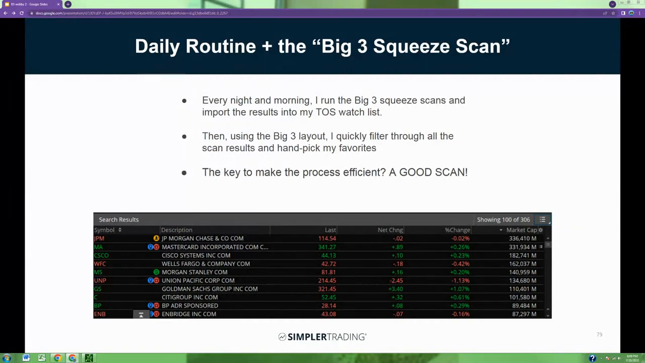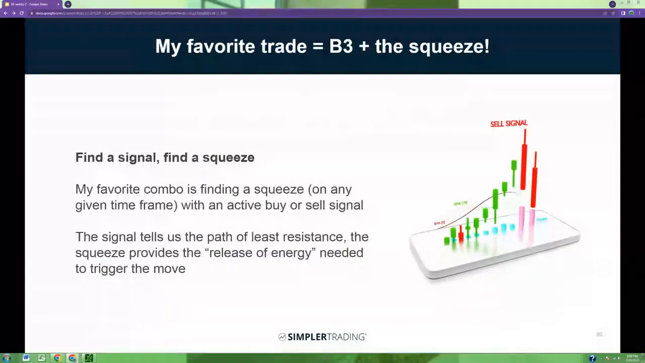But the key to making that process efficient is a good scan. You need a good scan. You want a really specific scan. I only want to see setups that have my buy or my sell signals. To me, nothing else matters. We only want to trade the top shelf A+ setups. We only want to trade the chef's kiss kind of stuff. And we'll fire them up in a little bit, and we'll find some top shelf setups.